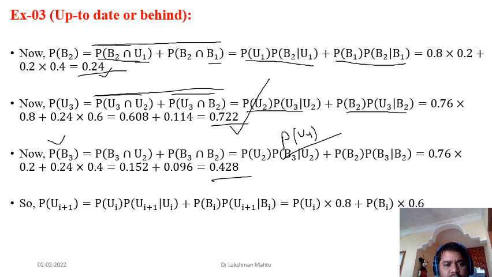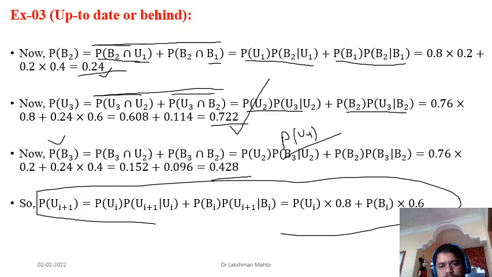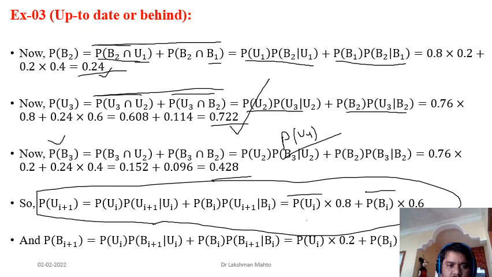So I have given a sequential pattern. If someone is willing to calculate the probability of u(i+1) for general i, you can calculate it this way. That means you need to know the previous probability of ui and bi. Easily you can calculate all these. These are the sequence. Similarly, for the probability of b(i+1), you can calculate it this way. So you can easily calculate a lot of probabilities after several weeks.